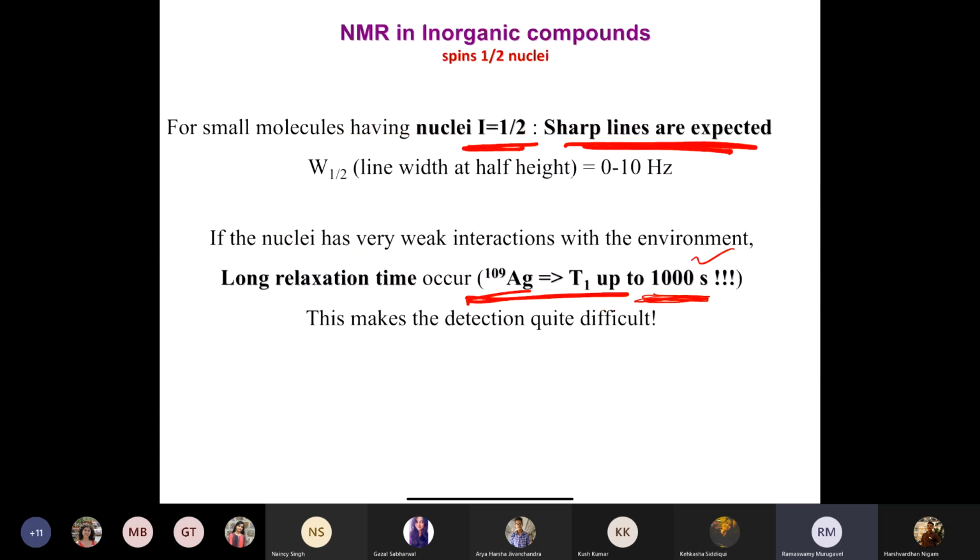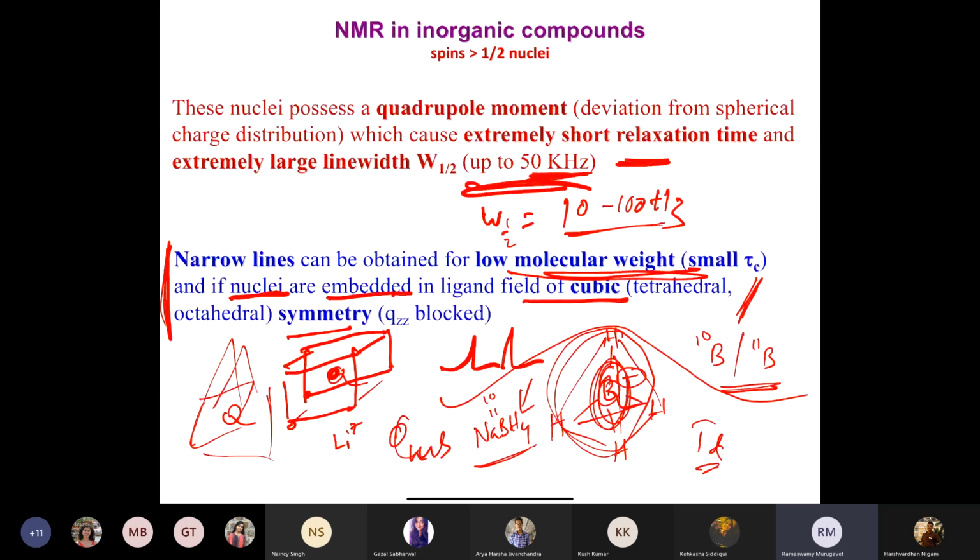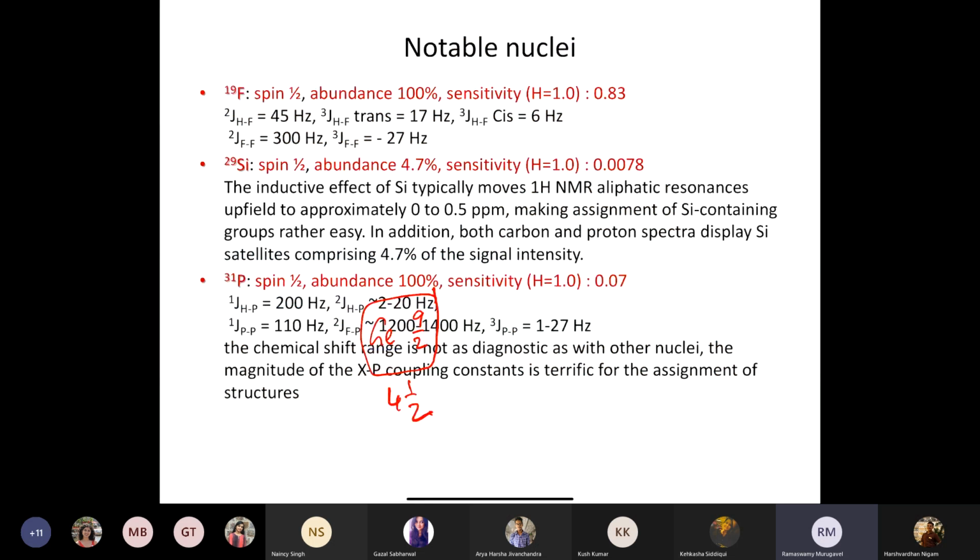Okay, so I think that's pretty much the introduction I wanted to give before I start solving some problems. So the notable nuclei, I think, are 19F. This is both in organic and inorganic chemistry. I think both of us are interested. Both the disciplines are interested in fluorine NMR because organofluorine and inorganic fluorine compounds are of immense interest.